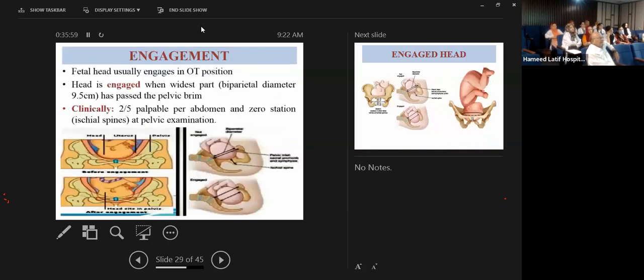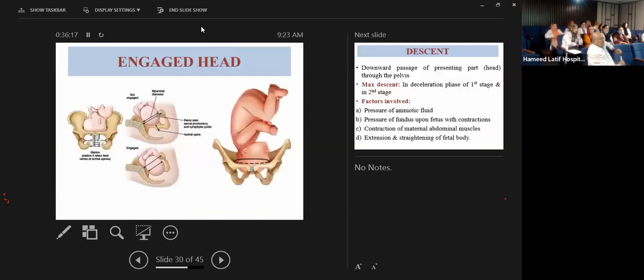Now the engagement. The fetal head usually engages in the occipital transverse position. The head is engaged when the widest part, that is the biparietal diameter of 9.5 centimeters, has passed the pelvic ring. Clinically, it is 2/5 palpable per abdomen, and on pelvic examination, it is at 0 station, that is at the level of the ischial spine. Here we can see the head is about to engage in the occipital transverse diameter.